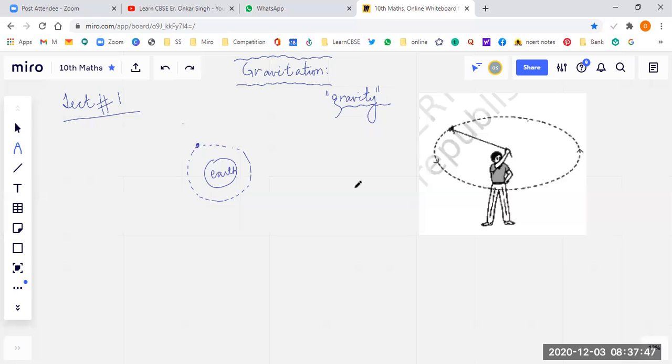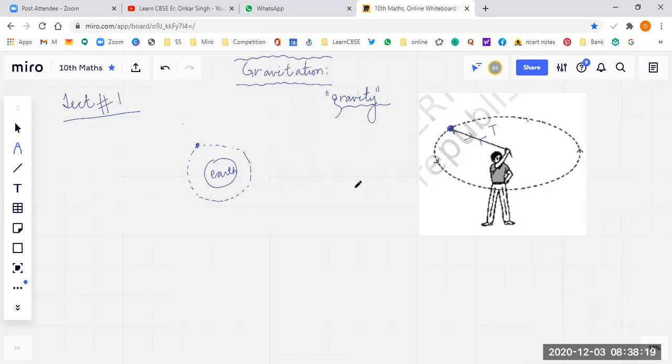You see, this is a boy. So he's having this stone. This is a stone tied to a string. So there is a tension in the string. Tension means there is a stretching force in the string. So what he is doing, he is rotating this stone, which is tied to this string. So this is in circular motion. Stone is in circular motion.